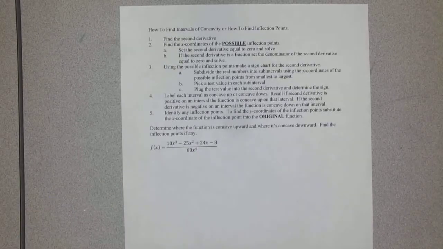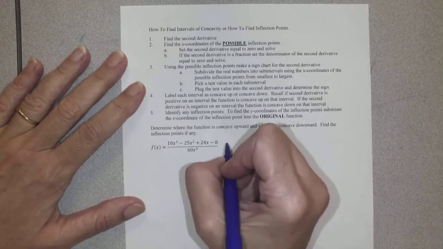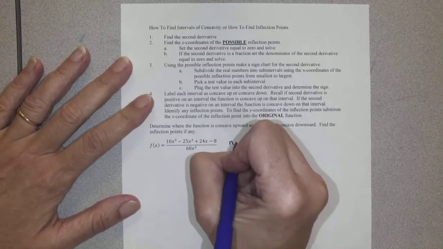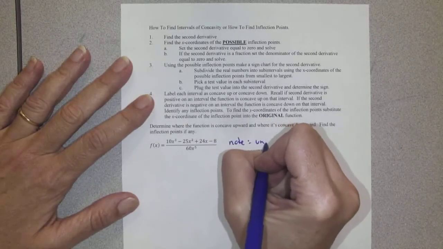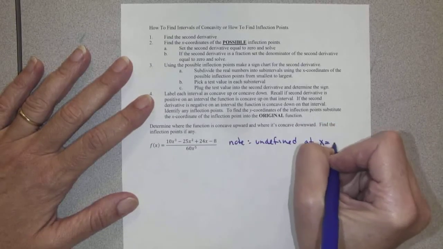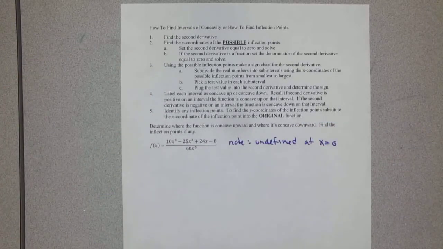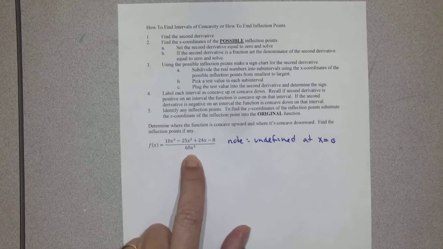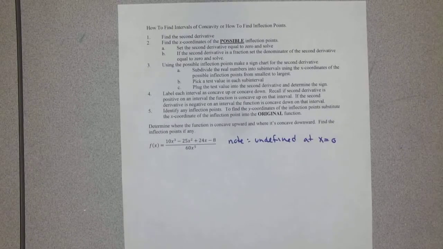So here's my original function. Let's simplify this first, but let's also note this is undefined at x equals 0. If I try to put a 0 in there, I'm going to have division by 0. Division by 0 is a horrible, horrible thing. Can't happen. And so it's undefined at 0.